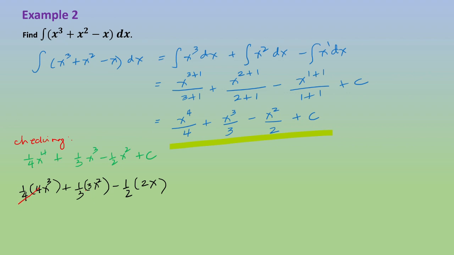We can simplify this one. 4 over 4, and we have 3 over 3, and also 2 over 2. So what's left would be x cubed plus x squared minus x. So that is our given here.